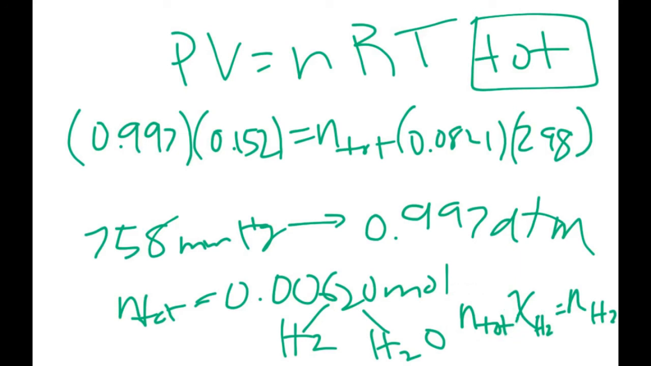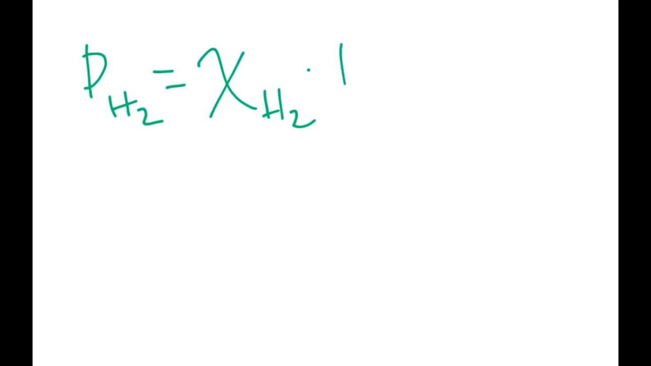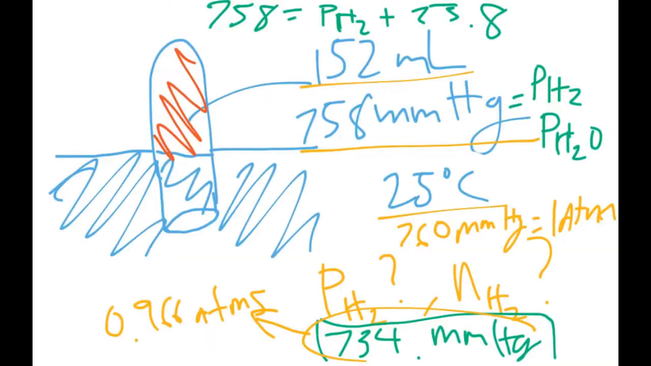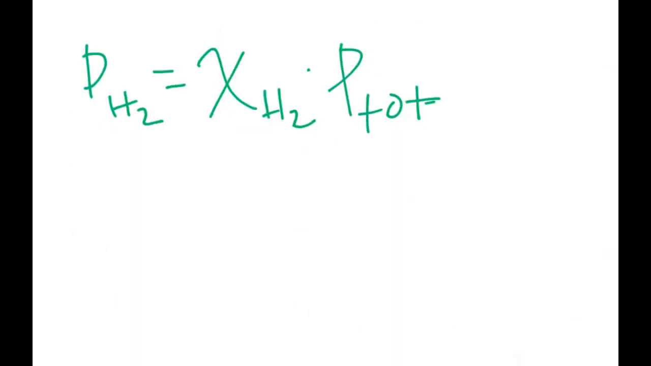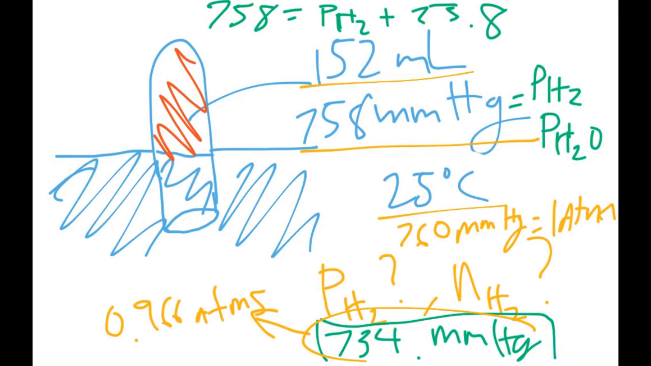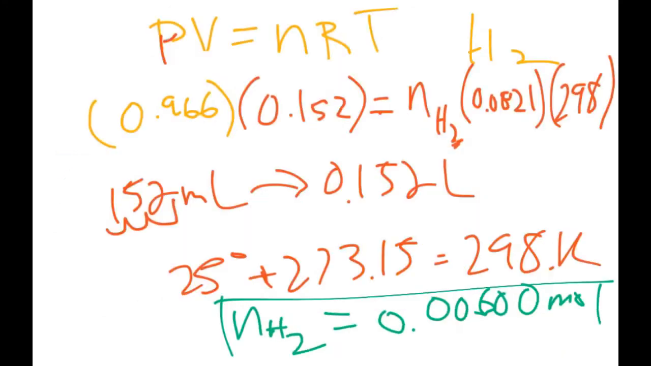So how do we find the mole fraction? Well, remember that the partial pressure for H2 is equal to the mole fraction for H2 times the total pressure. So this was derived right there, and we're just using it right now. So the partial pressure for H2 was calculated to be 734 millimeters of mercury, or 0.966 atms.